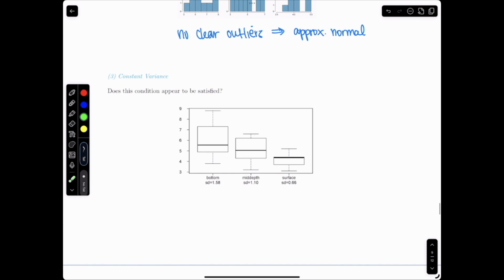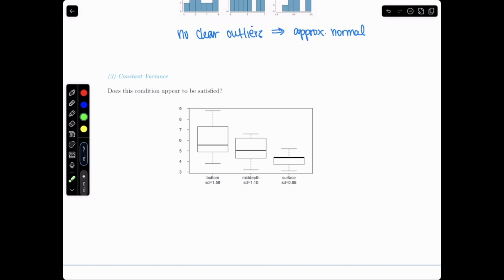Now, finally, we want constant variance. And does this condition appear to be satisfied? And so we're given three different box plots. And this is actually something you should probably start with when you have different categories and you're looking for their mean values to see if there is something worth testing an ANOVA for.